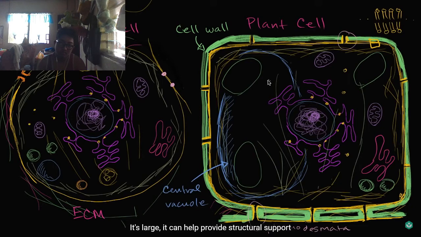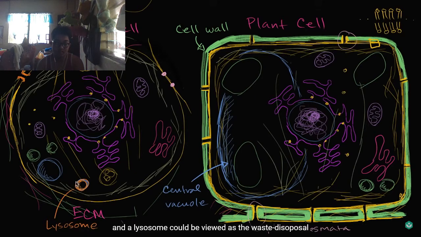But as I mentioned, this is a central vacuole. It's large. It can help provide structural support for the cell. It can help store things. And the best analog in animal cells, some animal cells actually can have a vacuole, not all of them, but the best analog is the lysosome. So this right over here, just in the orange color, is a lysosome.